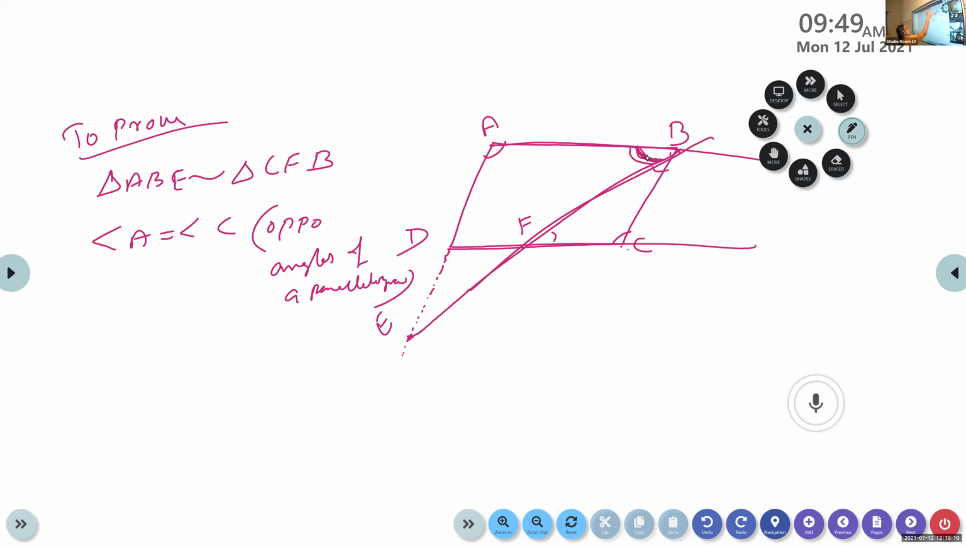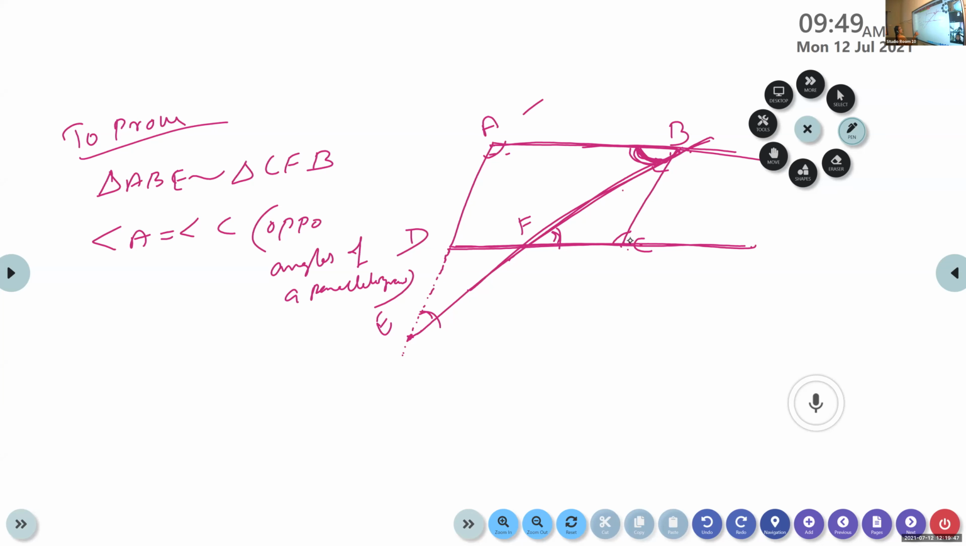Alternate interior angles. We can consider the sides of a parallelogram as two parallel lines. This is a transversal. Angle ABF is equal to angle CFB, alternate interior angles. Otherwise, we can consider AD and BC as parallel lines, BE as transversal, then you will get angle B equal to angle CBF. Any pair you can take.